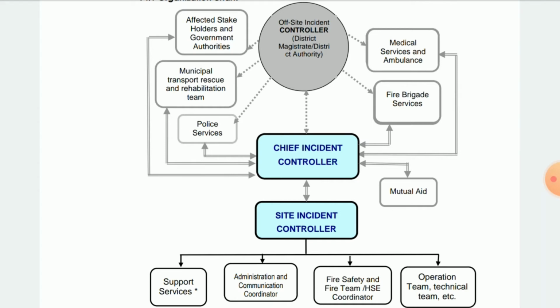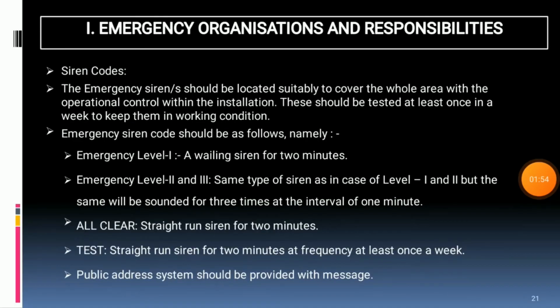Now, a level 3 emergency is a type of emergency which is caused by outside impact. The off-site incident controller or district authority is responsible for controlling such an emergency, and there must be proper communication between the off-site incident controller and the chief incident controller. Now coming to the siren codes. The emergency siren should be located suitably to cover the whole area with the operational control within the installation.